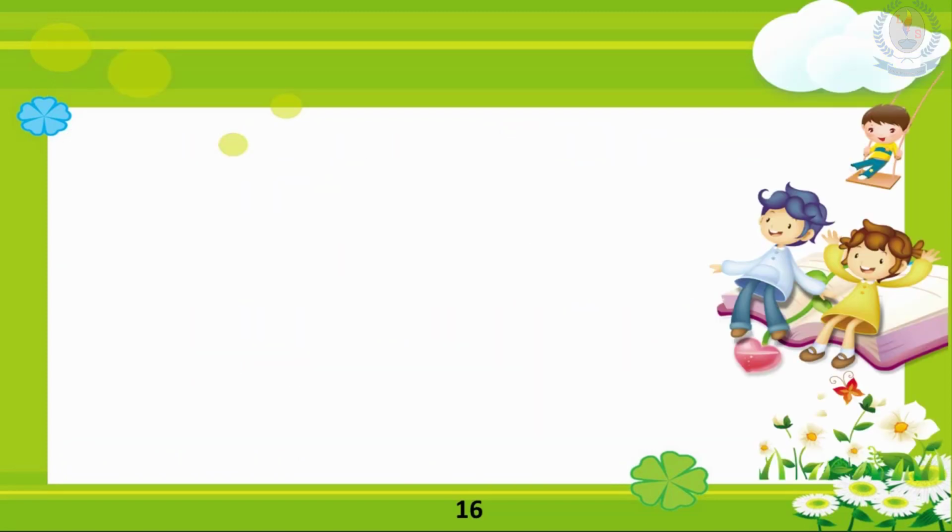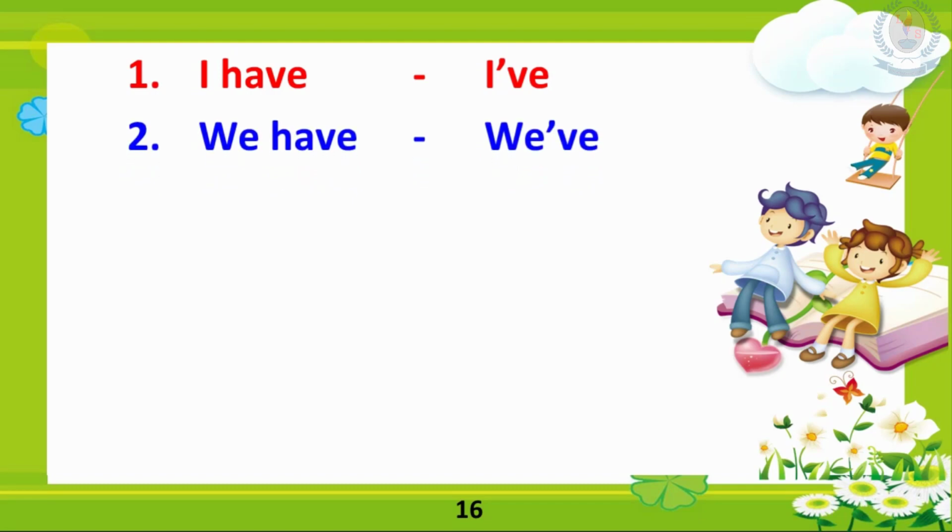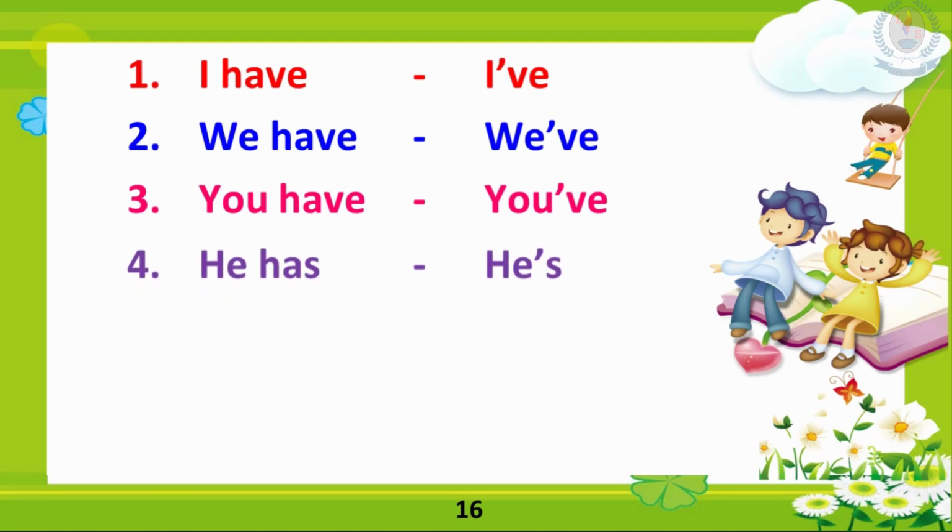Dear kids, do you know how to write contractions? Now, I'm going to teach you how to write contractions. First one, I have. I, apostrophe, ve. Second one, we have. We, apostrophe, ve. Third one, you have. You, apostrophe, ve. Fourth one, he has. He, apostrophe, s.